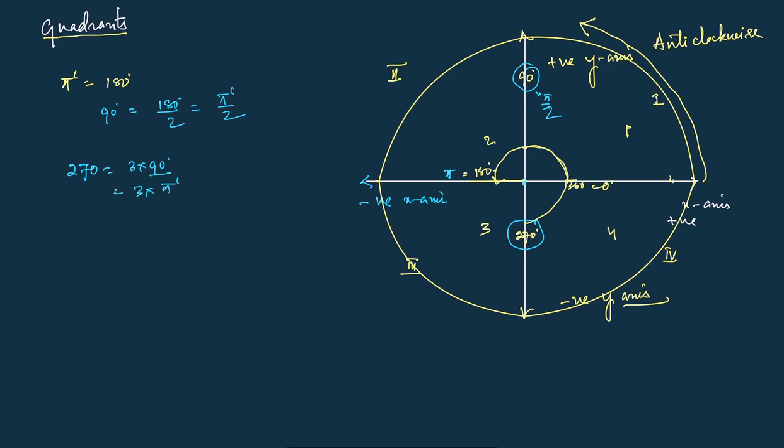90 is nothing but pi radian by 2. So 3 pi by 2. We can write 270 means 3 pi by 2. So this 270 also we can write 3 pi by 2.